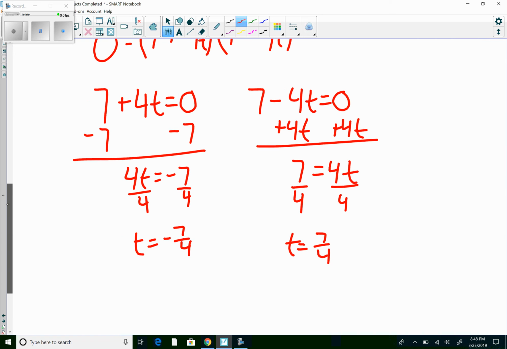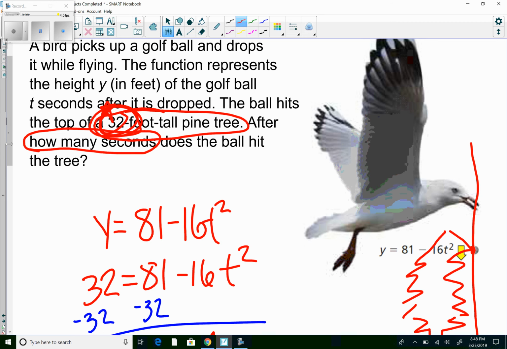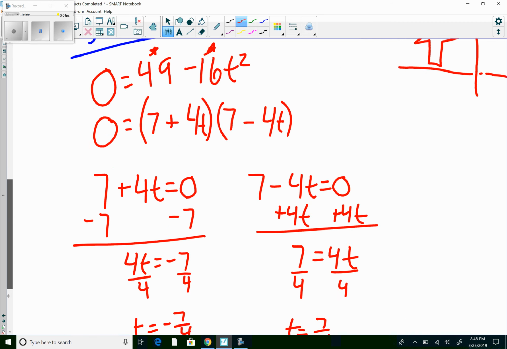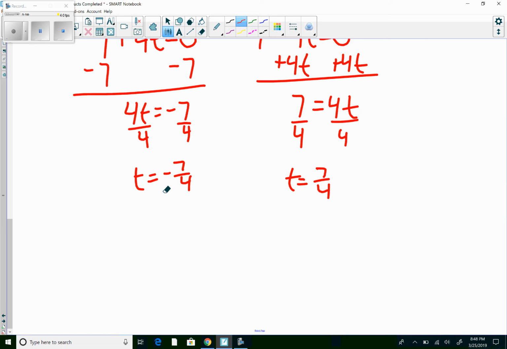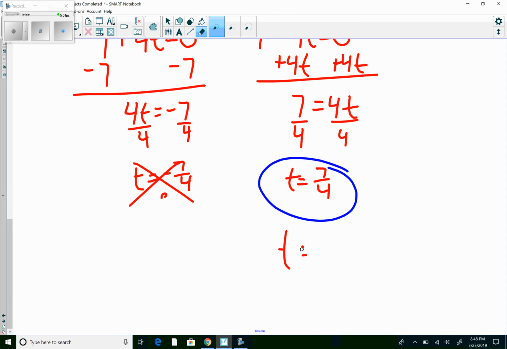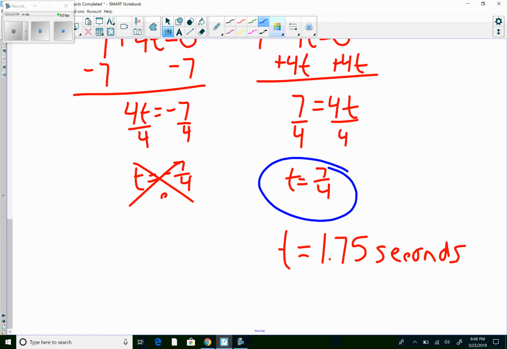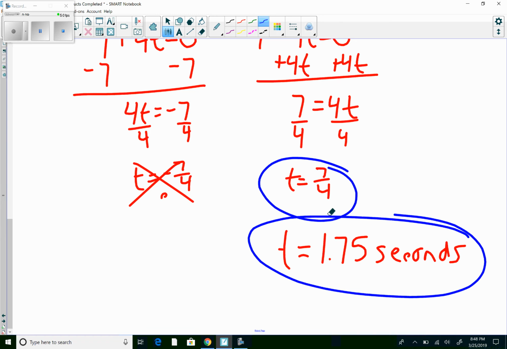Now let's think about this, you guys. We're trying to figure out after how many seconds. Does it make sense for our seconds to be negative? Hopefully you guys are yelling at the screen saying no. So our answer here should be 7/4. If you want to change it into a decimal, which I guess makes more sense because we usually talk about time like that. We don't really say, oh, it was 7/4 of a second. Doesn't really make a whole lot of sense. So let's just change this really quickly into 1.75 seconds. And then there we are.